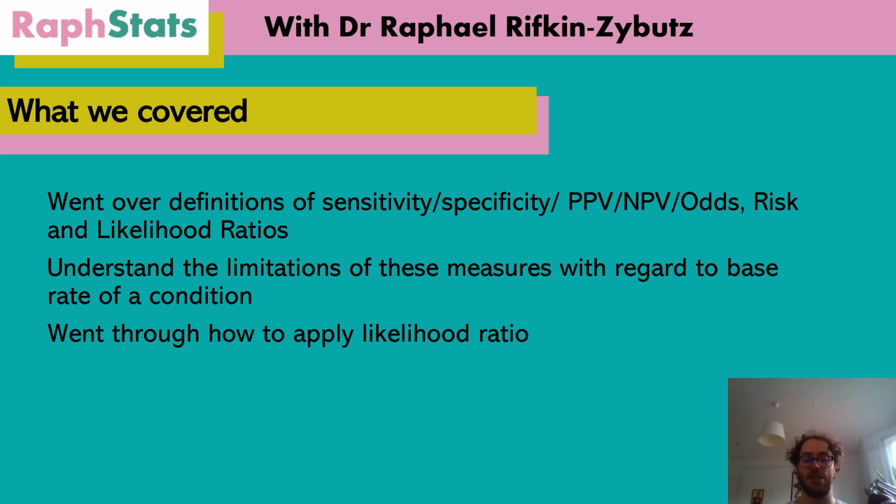What have we covered besides that? Well, we've gone over definitions of sensitivity and specificity. We've talked a bit about positive and negative predictive values, and also a little bit about the statistical concepts of odds versus risk. We're starting to understand how the limitations of these measures with regards to base rate of conditions require us to sometimes use more sophisticated methods. And we've worked through several examples of why our clinical intuitions might be wrong about sensitivity and specificity, and how to apply the likelihood ratio.